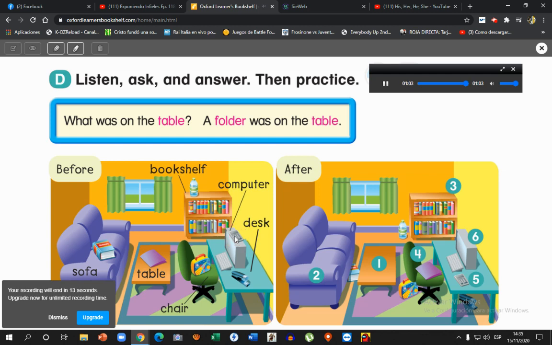So remember that you can identify the different objects in different places in the past form, okay? Now it's your turn to practice.